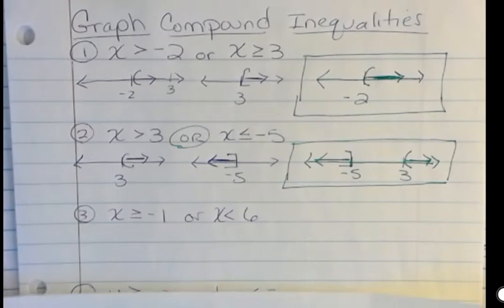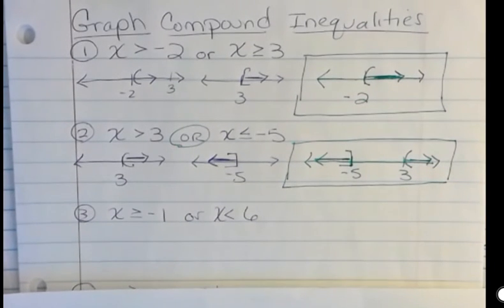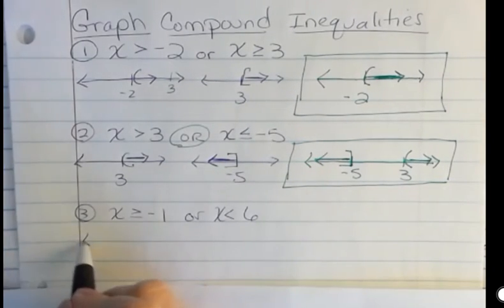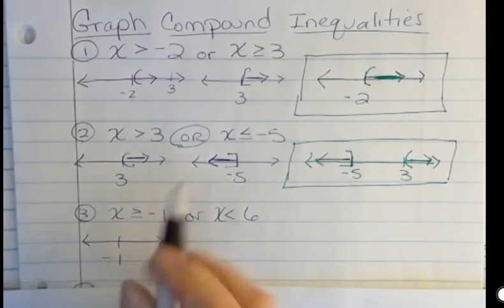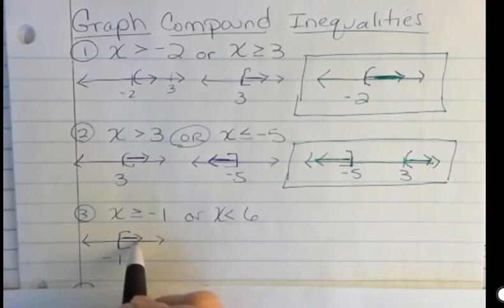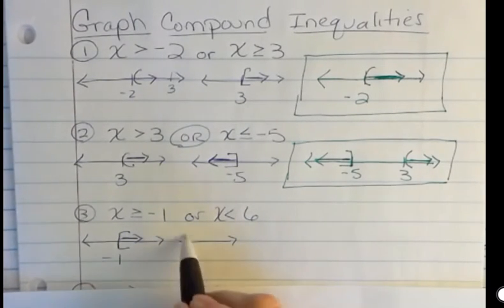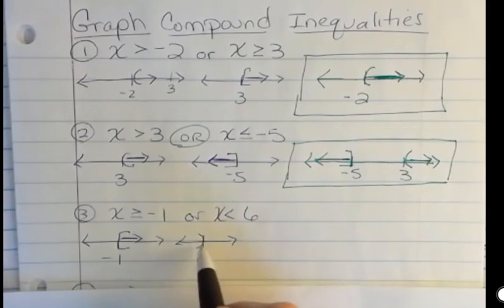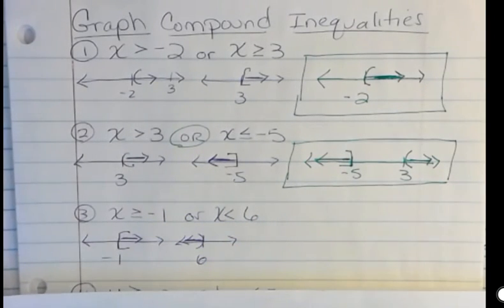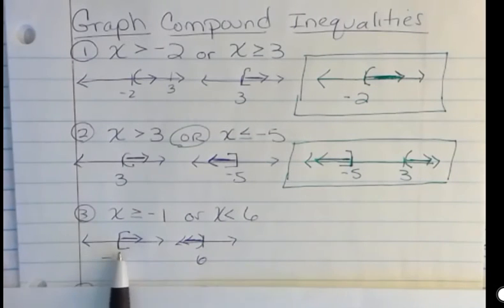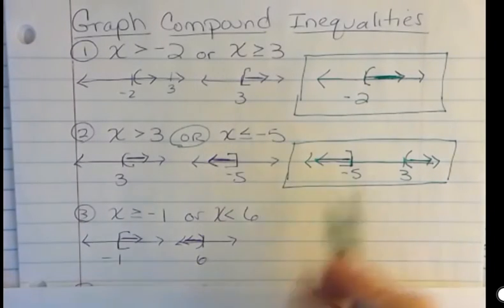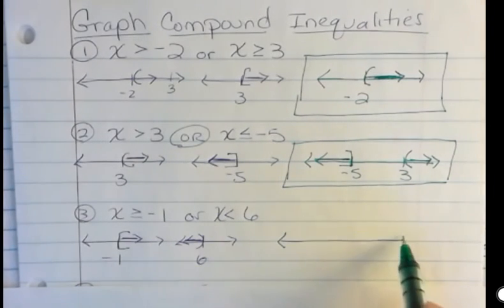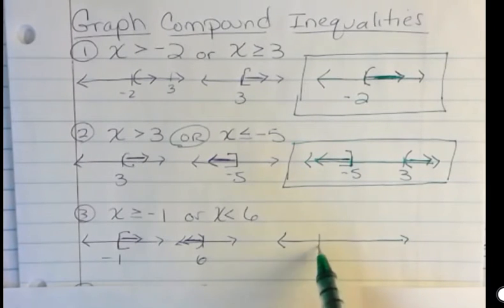Let's look at the third one that I have here, another or situation. In this case, starting off, we have -1, and we have a bracket going to the right. And the other one, we have 6, and we have a parentheses going to the left. Now notice what's happening here. We're going to infinity, from -1 to infinity, and from 6 back to -infinity. So when I graph these two, let me put both of these numbers on the graph. I don't really need to, but I want to show you what's happening.